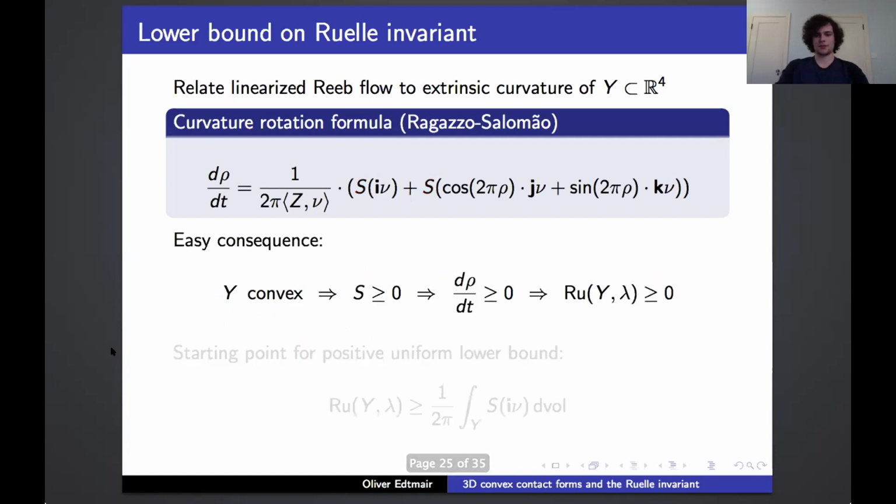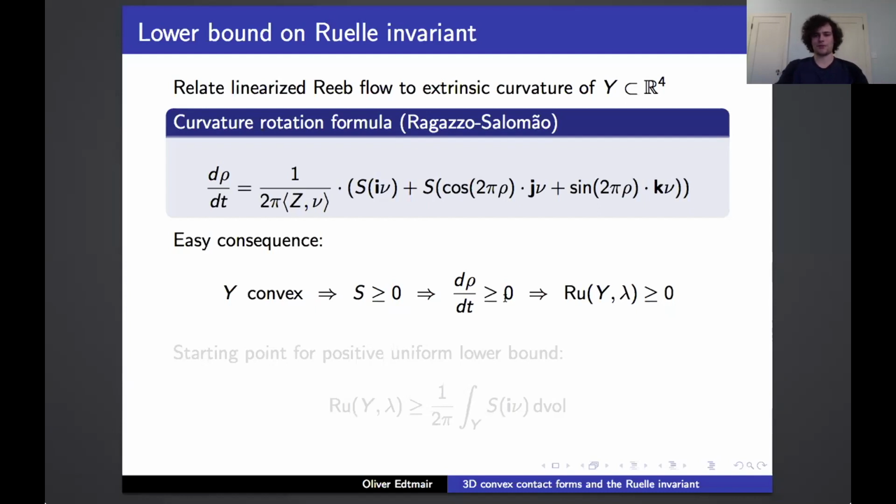Okay, so a rather easy consequence of this formula is the following. If the hypersurface Y is convex, then the second fundamental form is positive semi-definite. Now, that means that both of the curvature terms in this formula are non-negative, and that implies that the derivative of rho is non-negative. And then if you look at the definition of the Ruelle invariant, that implies that the Ruelle invariant is non-negative. So in other words, if I have a convex hypersurface and have this special trivialization, then at every single point, the linearized Reeb flow must rotate non-negatively, always in positive direction.